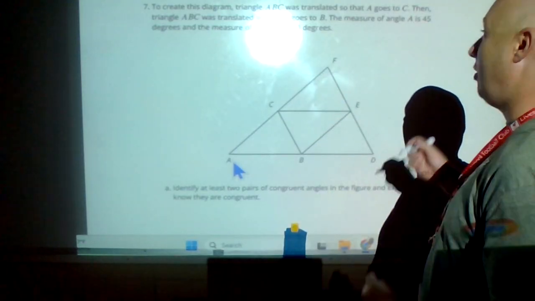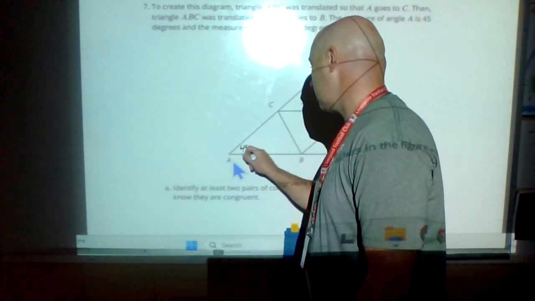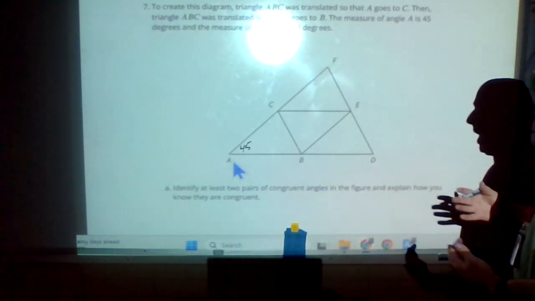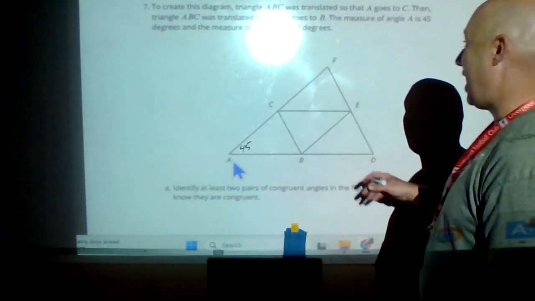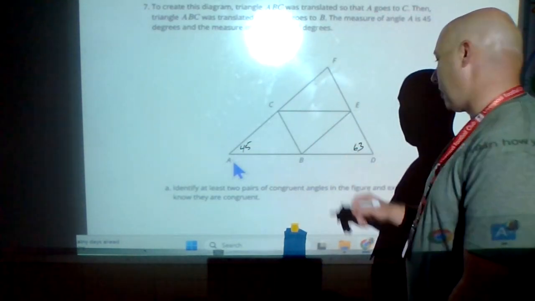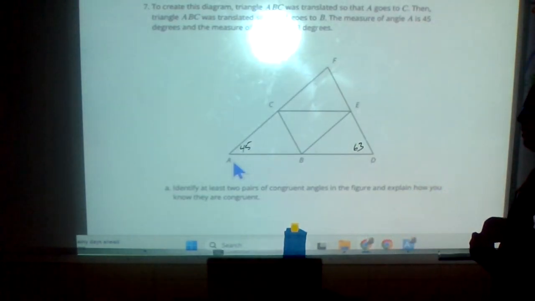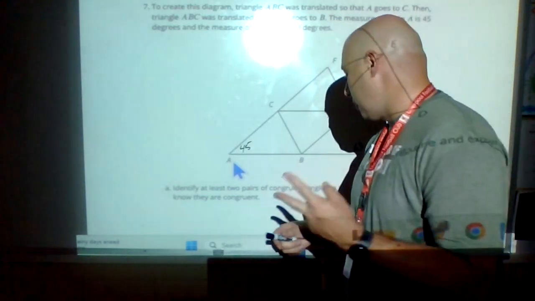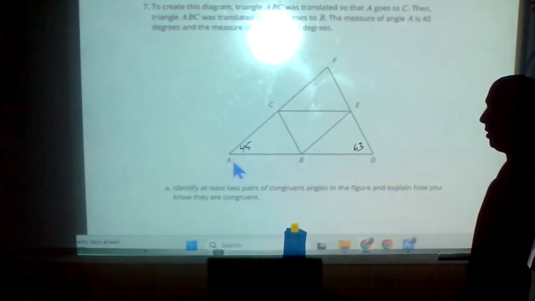They tell us angle A is 45. That's the only angle that we can possibly have. And they tell us angle D is 63. Okay? So it says, first question, identify two pairs of congruent angles in the figure and explain how you know.